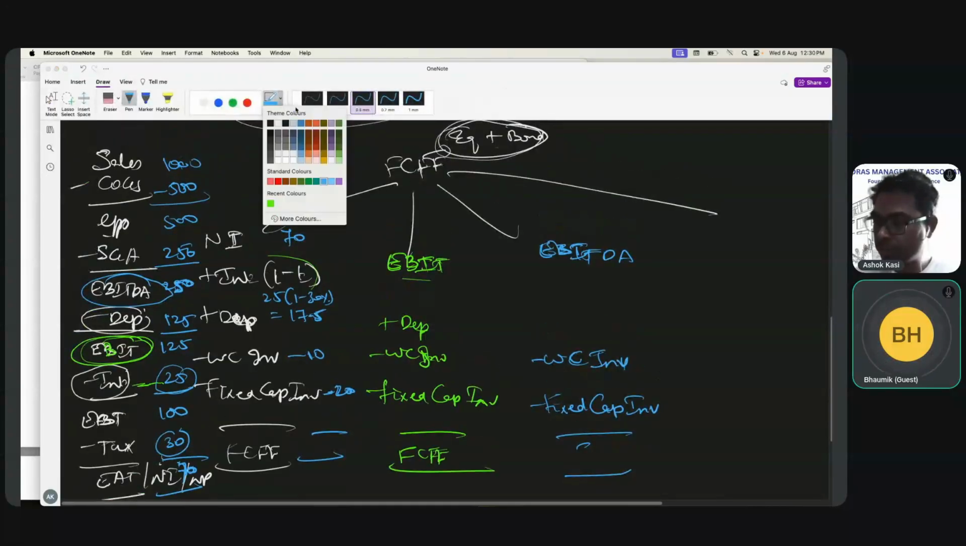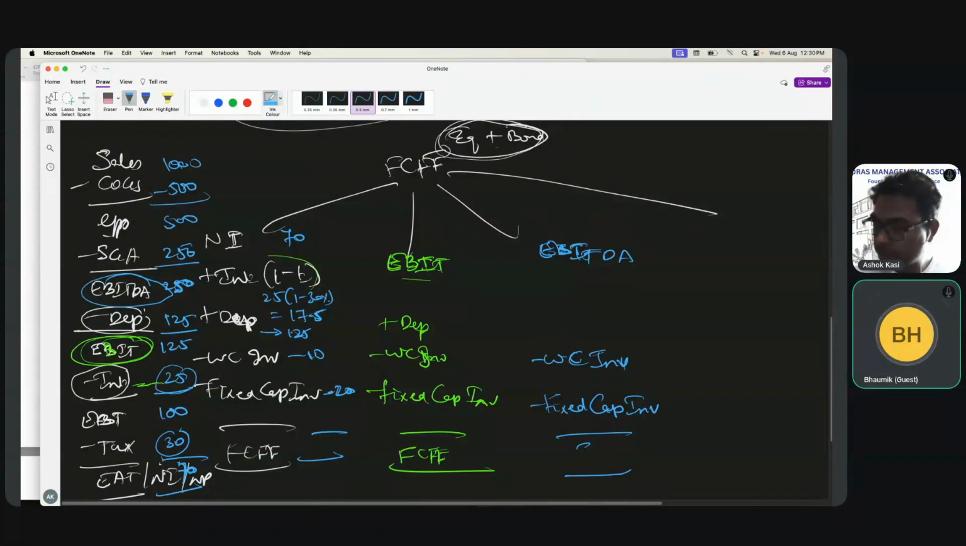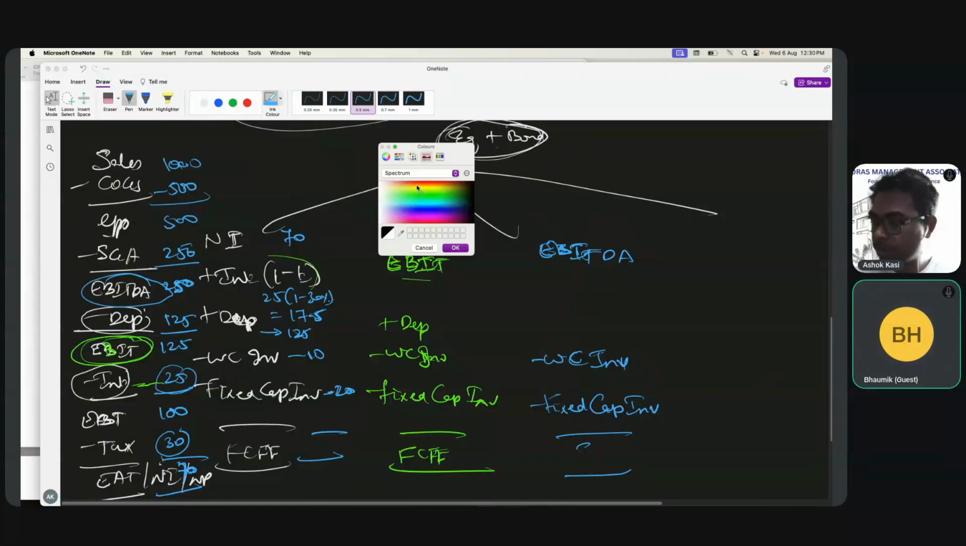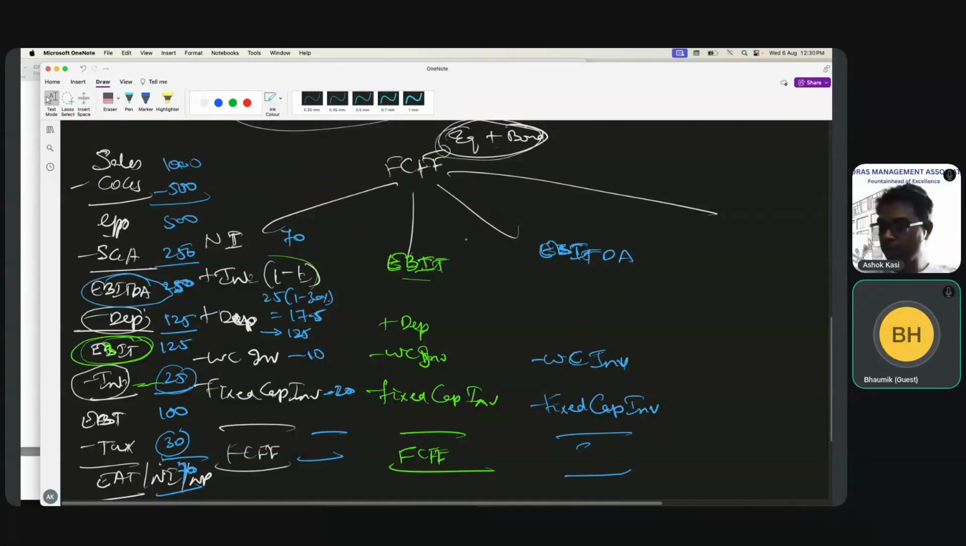We have not taken depreciation. Okay, depreciation is 125, so we add 125. That gives 182.5.